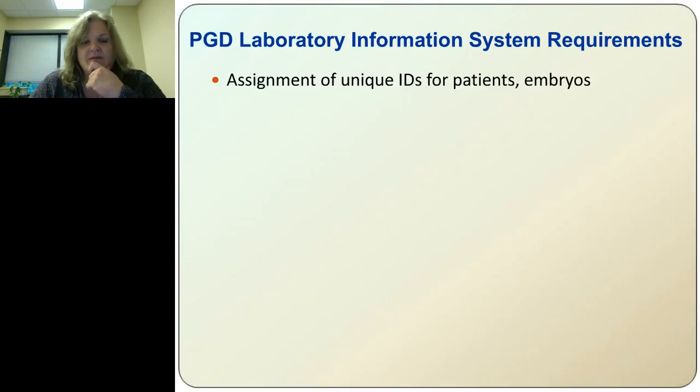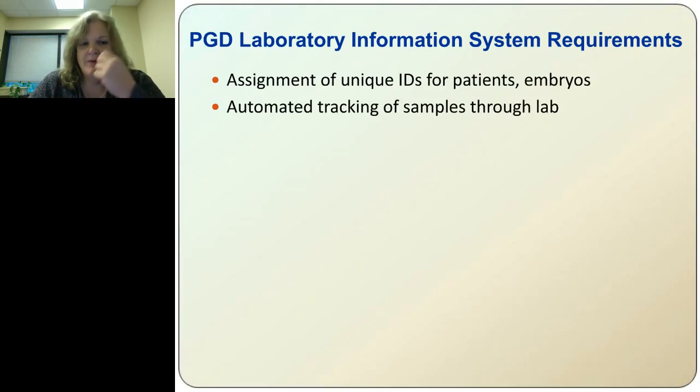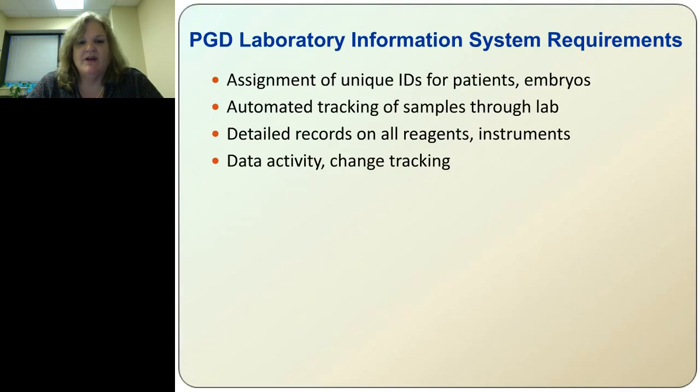in PGD laboratory settings, we have to assign unique IDs for patient embryos. These are the kinds of things that we're considering to be important for building a laboratory information management system for PGD. We also require automated tracking of samples through a laboratory. We want detailed records on all reagents and instruments. We need to have data activity and change tracking in the database. We need to have end-to-end process flow control so that we know at all points where the samples are and how the samples are moving through the laboratory, if there's any bottlenecks, or when the data is expected to be ready, especially in the cases of fresh embryo transfer.